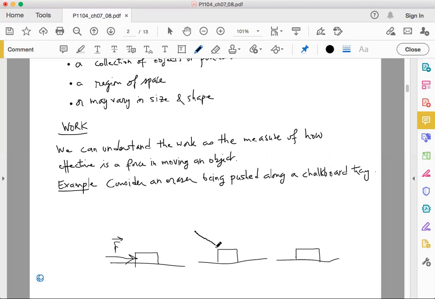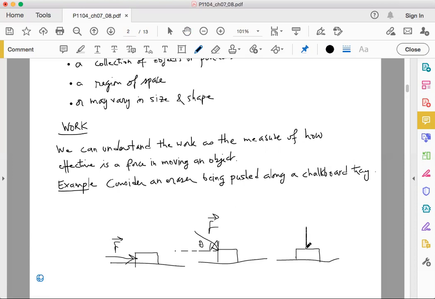Now, if you apply a force F, not in a horizontal way, but making an angle theta with the horizontal, then in this case you would be able to move this eraser, but not at the same speed as previously. So you are more efficient in moving the eraser when applying the force F horizontally than when F is making an angle theta with the horizontal.